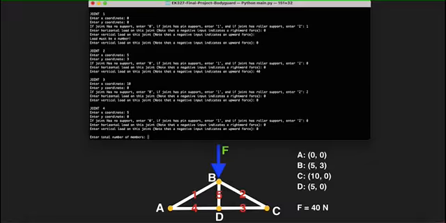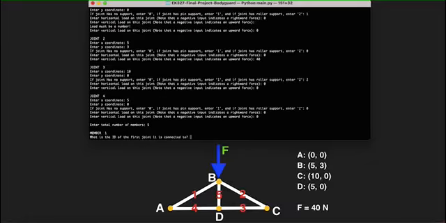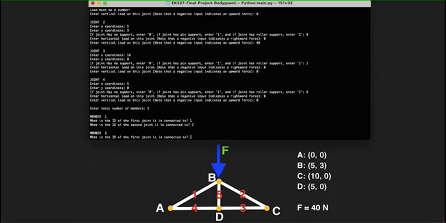So now we're going to move on to inputting the members, of which we have 5. So we're going to tell it that. The way it asks about the members is it goes through the members and asks which joints they're connected to. So member 1, of course, is connected to A and B. Remember, in the program, joint A is stored as joint 1. So we're going to do 1 and 2. So that is now stored in the computer.